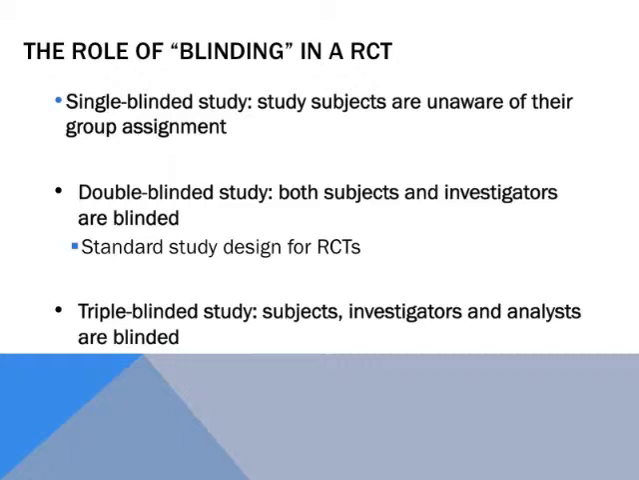If subjects are unblinded, they may report their outcome more positively if they knew that they were in the intervention group, or more negatively if they knew they were in the control group. Unblinded investigators may somehow try and enhance the intervention. Thus, blinding can minimize observation bias.